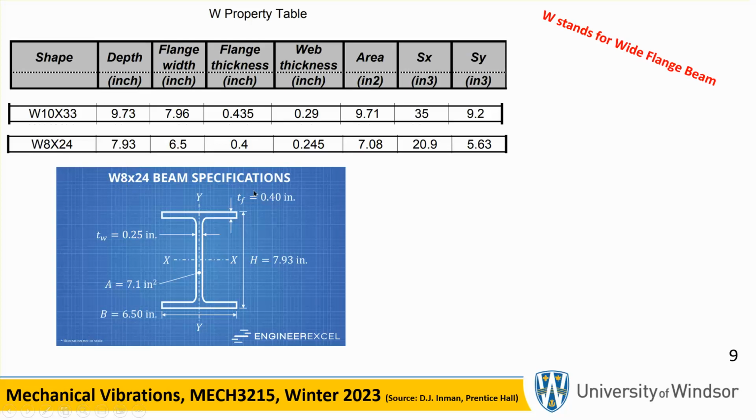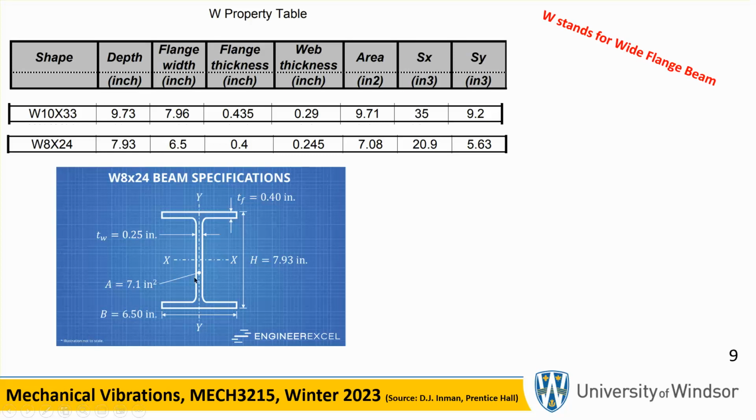Let's concentrate on this one. For example, you look at W8 by 24. Now, first of all, look in this table. It says the depth is 7.93. This is the depth right there. This is the depth, 7.93. This is the flange width, okay?